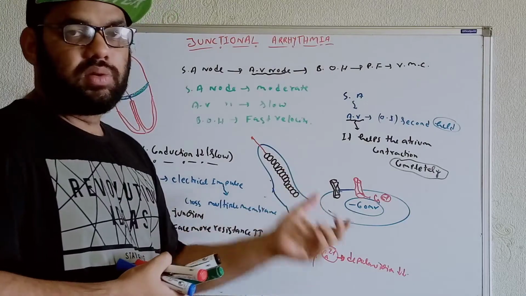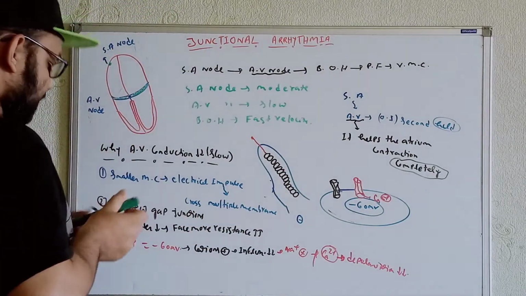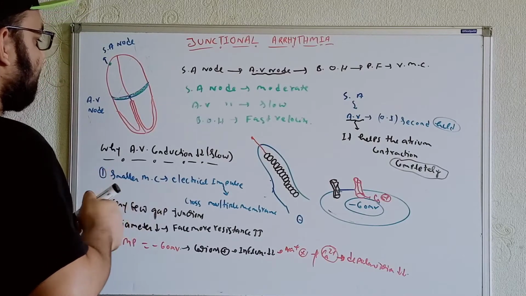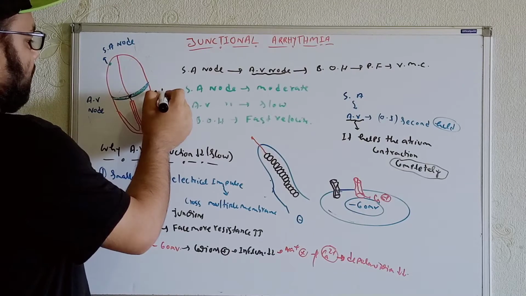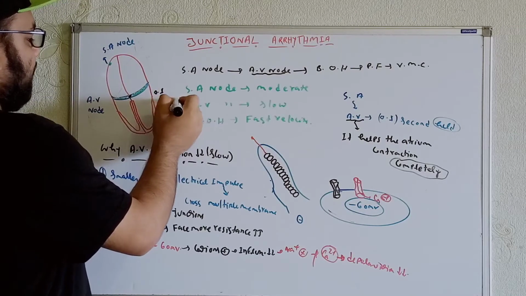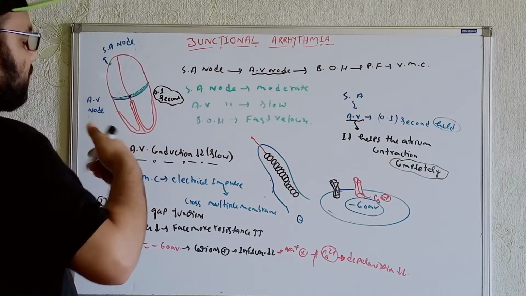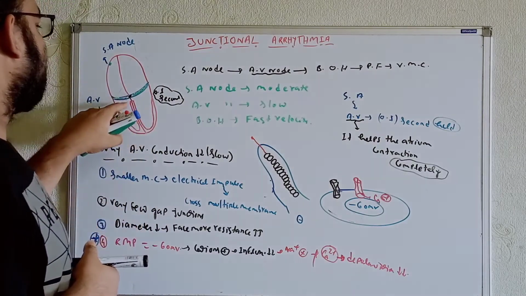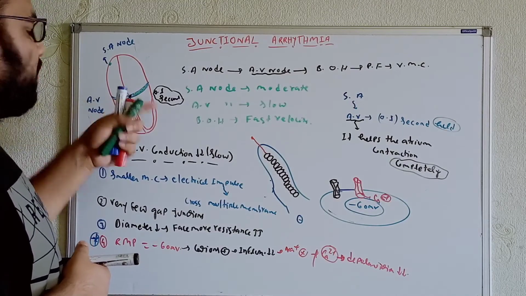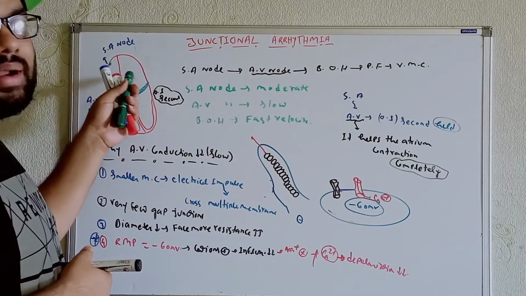Now, after that, the current or electric impulse is held over here for 0.1 second, and it helps the atrium to contract completely and to get emptied. Definitely the current should be held for a while over here. Then we get the complete depolarization of the atrium, and the blood is sent from the atrium to the ventricles.